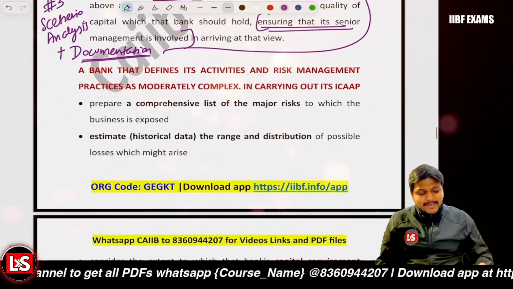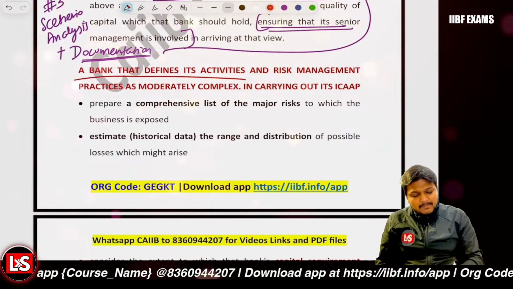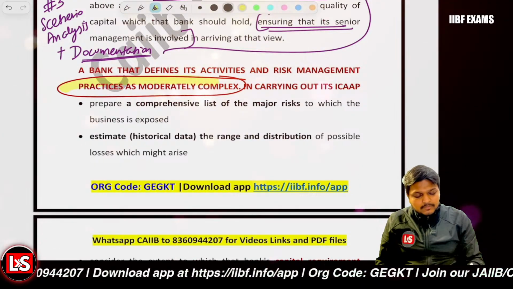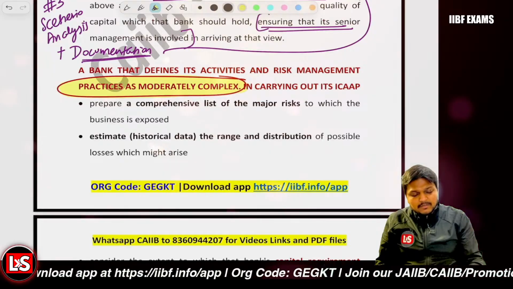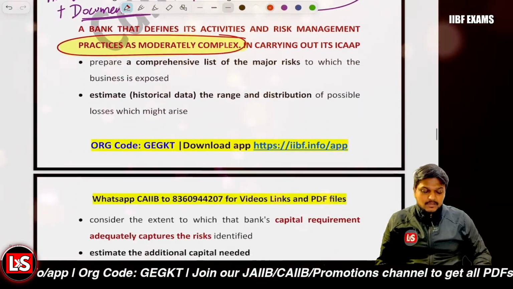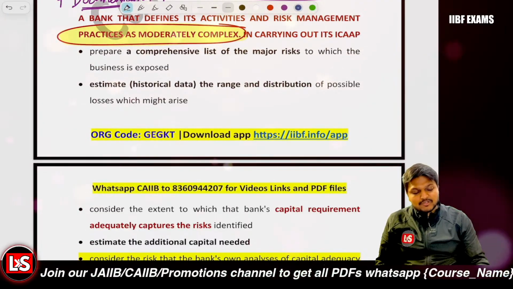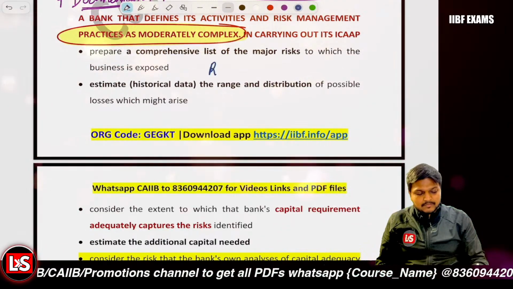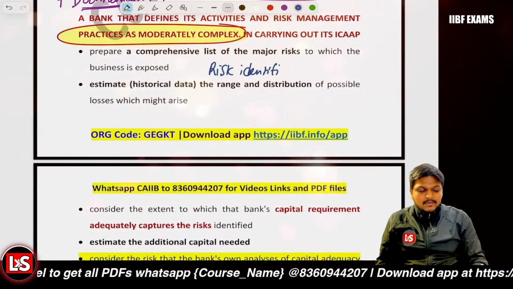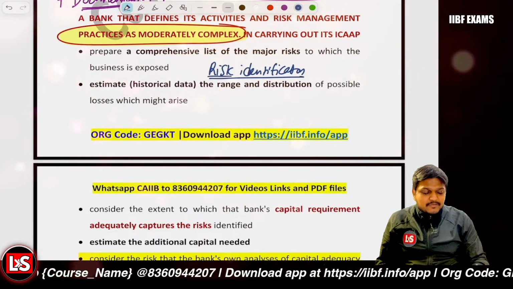And what about the moderately complex bank? If the practices are moderately complex, in that scenario, what is to be done? Let's have a look at it. First, it would be related to risk identification. We are to identify the risks. Whatever risks there were, we are to maintain a comprehensive risk inventory.